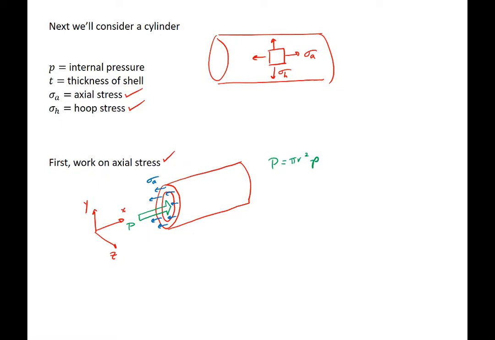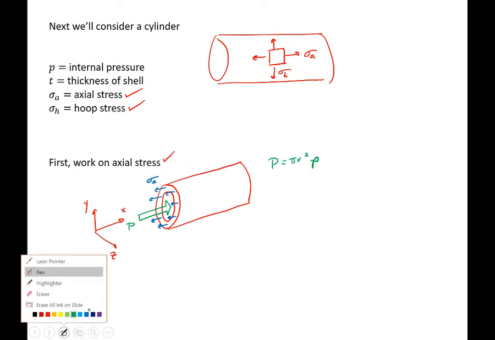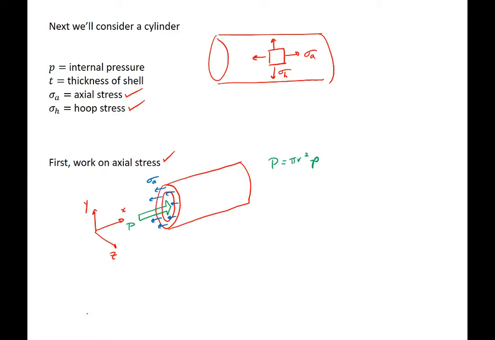That's the same that we had before, I should say that's the same as we had for the sphere, and the resultant of all that normal stress, that axial stress, sigma A, is going to be 2 pi r t times sigma A. And that also is quite a bit like what we just did for the sphere.